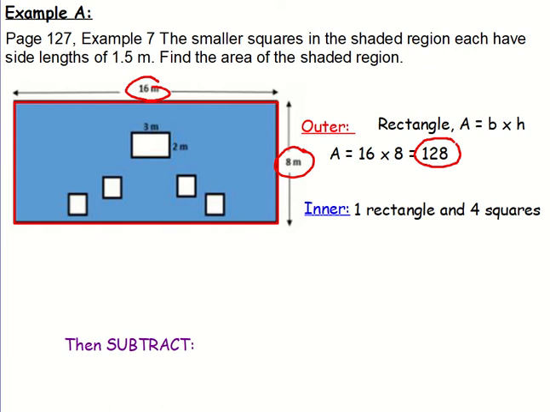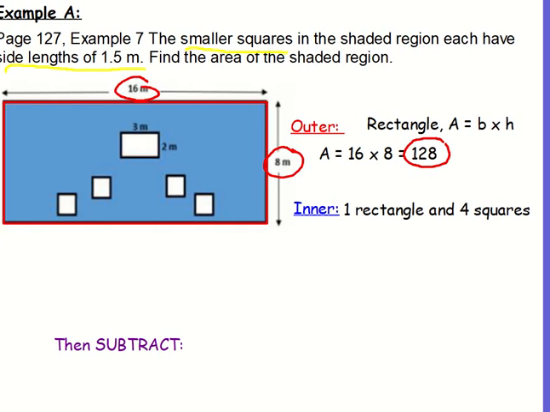The 4 squares, let me just make a little note. They tell me up here in the text, the smaller squares in the shaded region each have a side length of 1.5 meters. So then I'm going to go a little further. I'm going to start with this larger square or larger rectangle that's in the inside. This one right here. It's 3 by 2, so I'm going to start with this one.